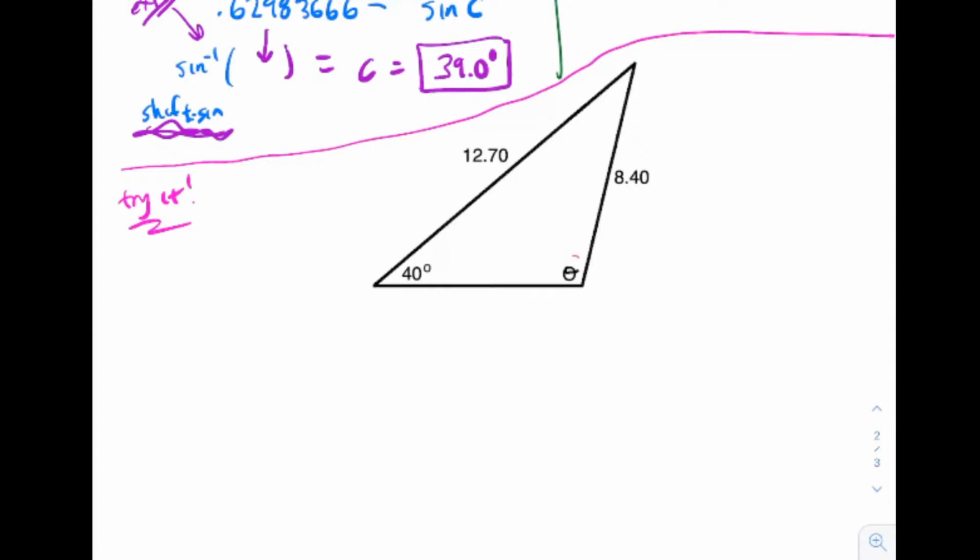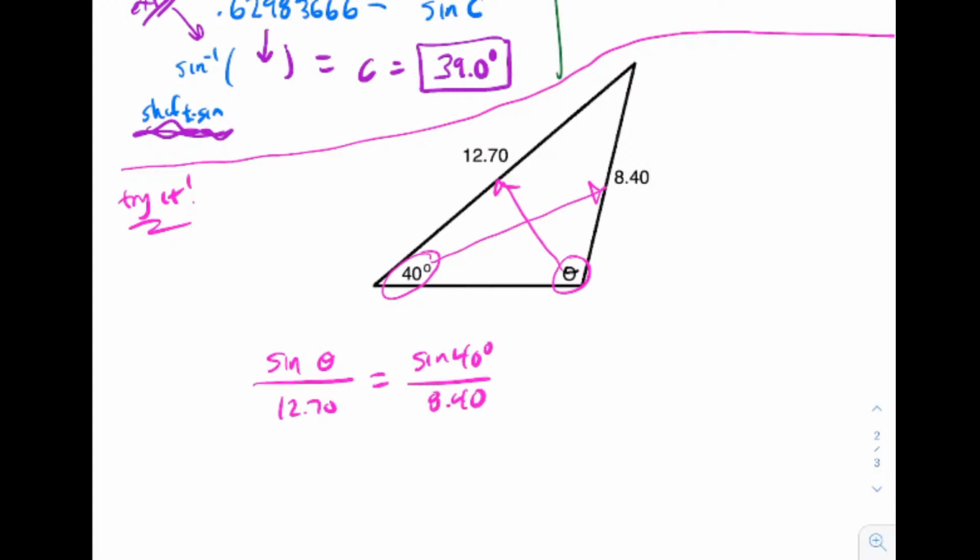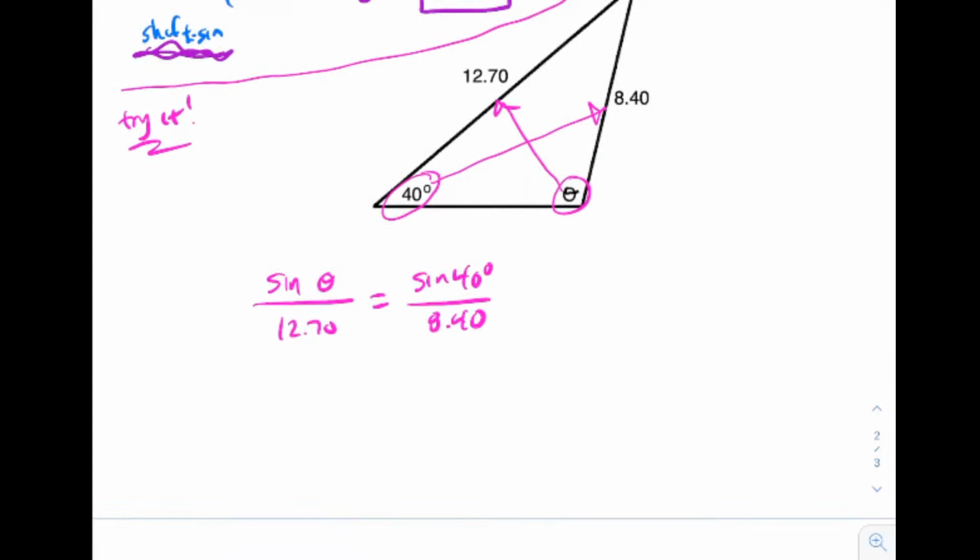Okay, so we want to solve for theta. Notice we can match it up with this side. So that's pretty cool. Sine of theta over 12.70. And then how convenient is this? We're given this right here, sine of 40 degrees over 8.40. I know what you're asking. You're saying, well, what's so great about this example? Well, maybe it is nice. Let's just multiply this times this and divide by this. And I'll have the sine of theta equals, and I'm going to write out the decimal places.